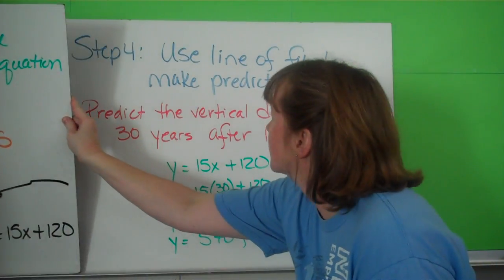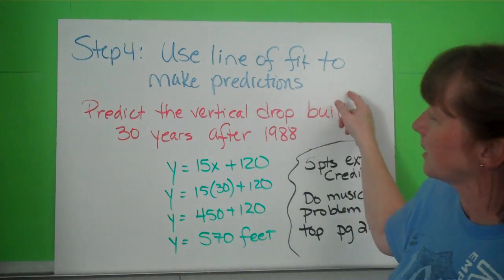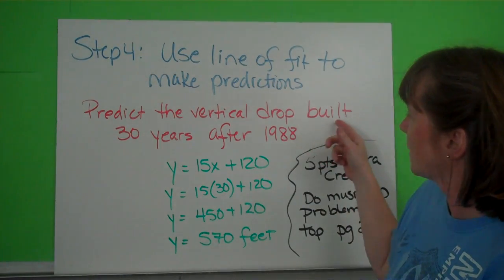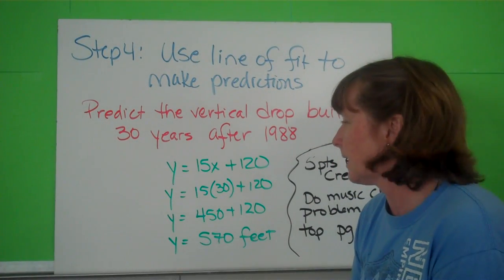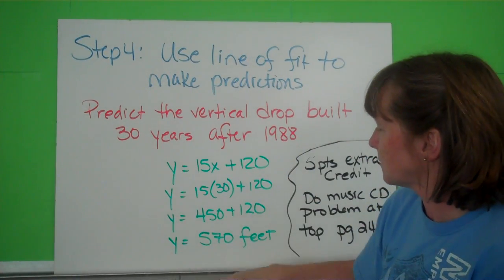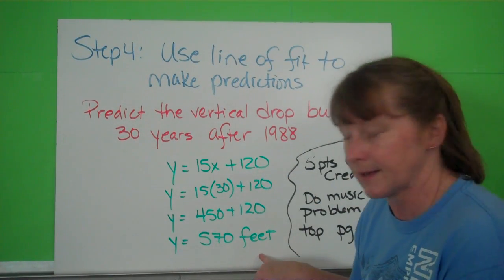Step 4. Use the line of fit to make predictions. So they're asking us to predict the vertical drop of a roller coaster built 30 years after 1998. So we use our equation. Our x value is 30 years, and we find that it's 570 feet.